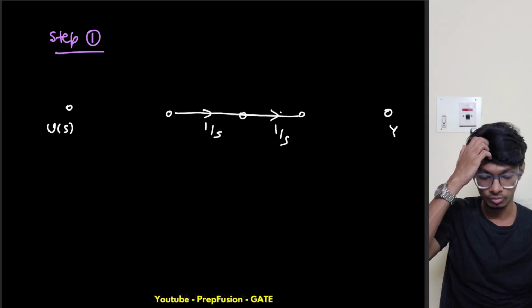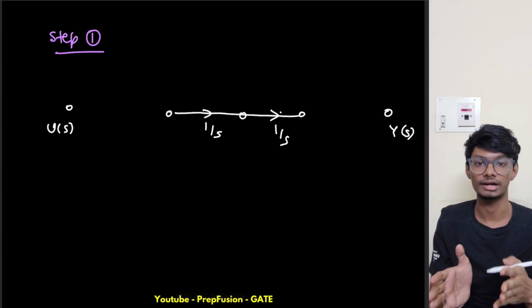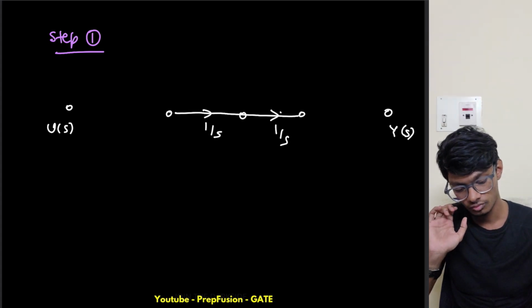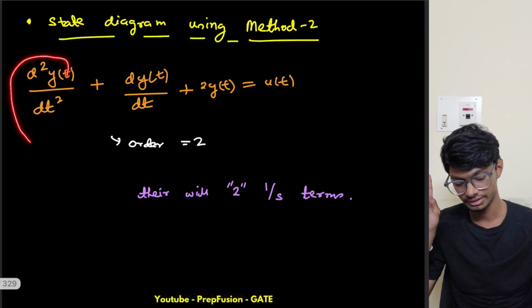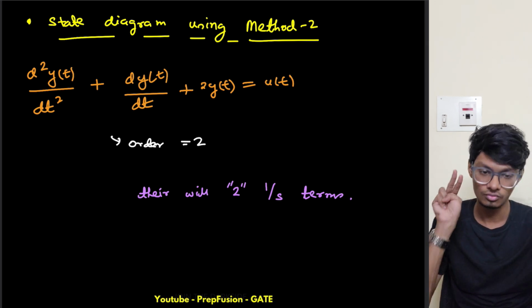I'm not talking about output yet, because I haven't written the output equation. That we will do in the next question. So here we will have 2 1 by s terms. Why? Because we will have to integrate 2 times, to get to y of t only. That's why we get 2 1 by s terms.